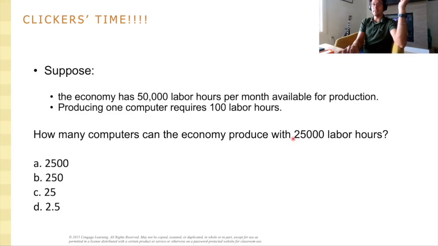And of course, you have to divide 25,000 labor hours by 100 labor hours, and this will tell us that we can produce 250 computers. So the solution here is B, 250 computers.